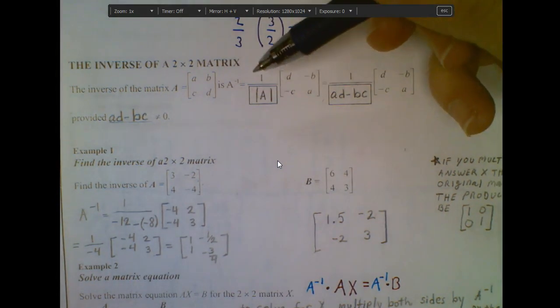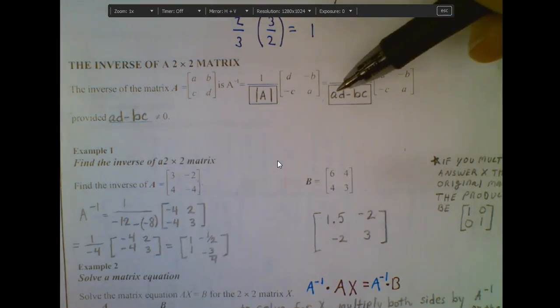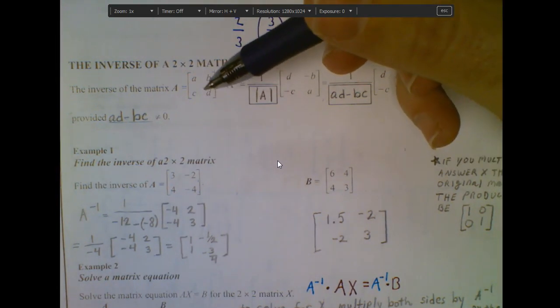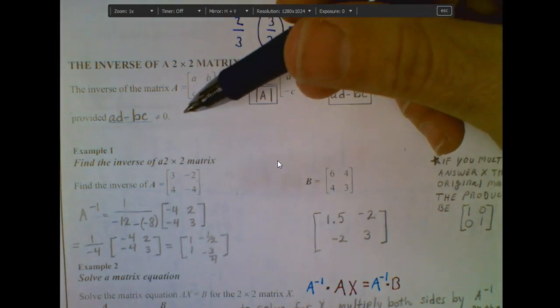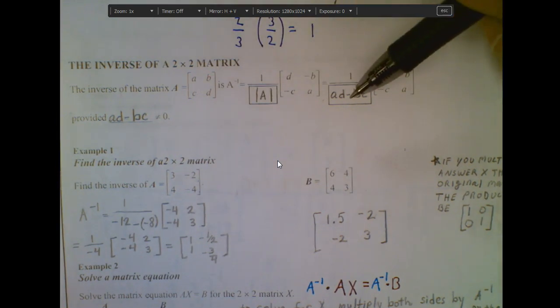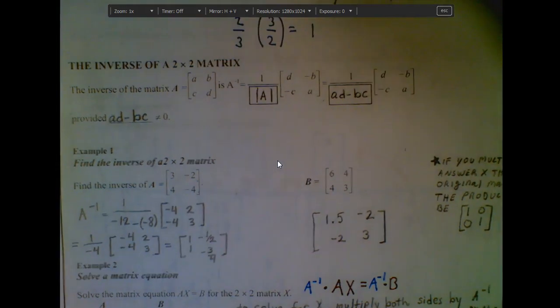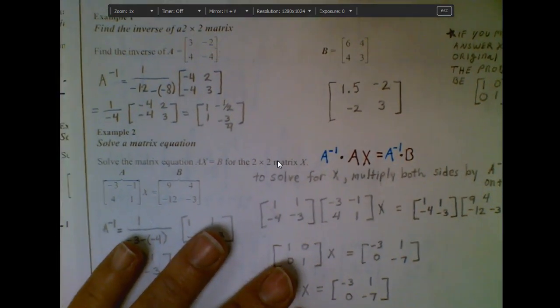So I'm taking 1 over the determinant times the altered matrix, and that's going to create the inverse for me here. If I were to do the determinant of this, which is AD minus CB, that's the number that's going to go on bottom. That's what you're seeing right here. And then I'll distribute it to this, and I'll create the inverse matrix. So let me show you one with real numbers here.